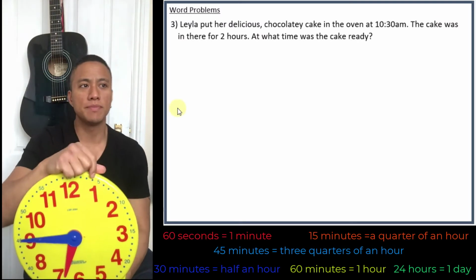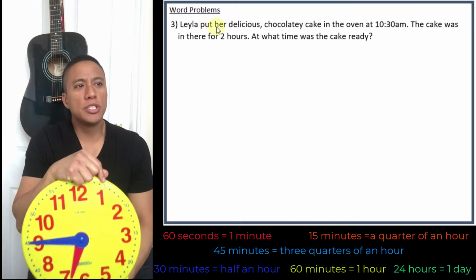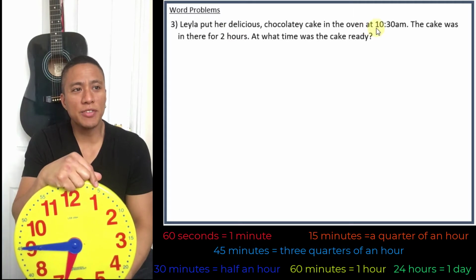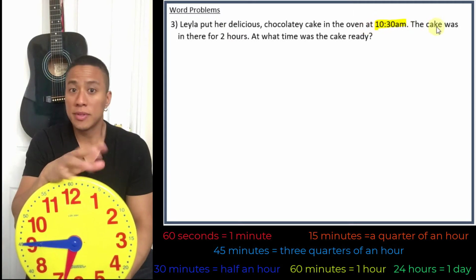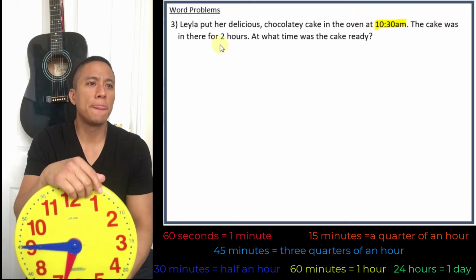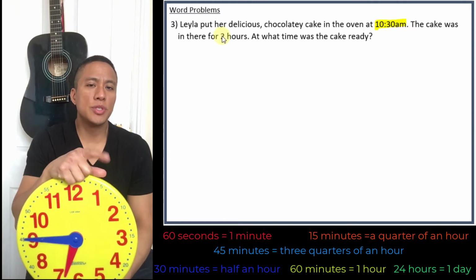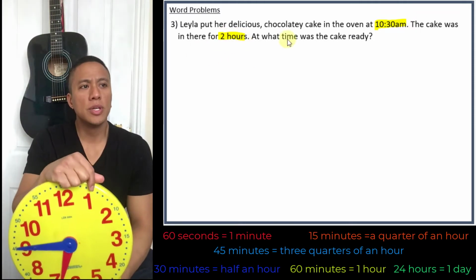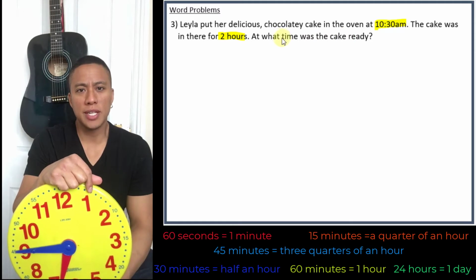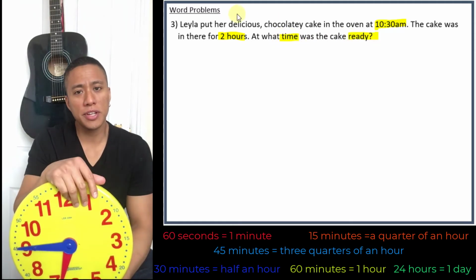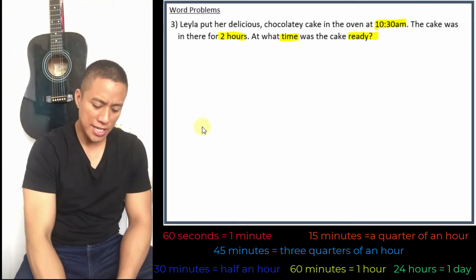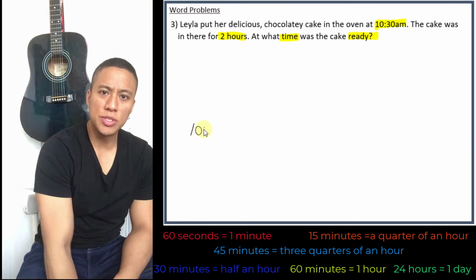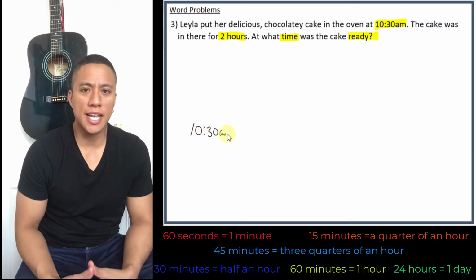Number 3. Layla put a delicious chocolatey cake in the oven at 10:30 a.m. The cake was in there for 2 hours. What time was the cake ready? So it's 10:30 a.m. I'm not even going to show you on this anymore. Let's just use the number line.